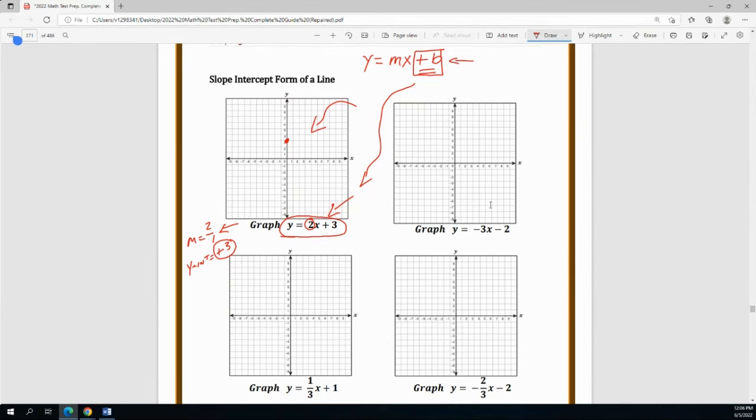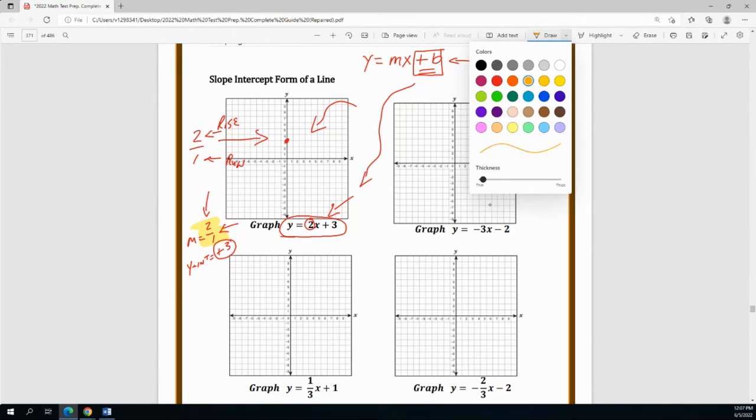And what we're going to do is use this slope to show the next point. Now, do you remember what the top number represents? The top number of the slope represents how much I rise. The bottom number represents how much I run. So let's use this as our starting point, and I'm going to put another point on the graph for that.